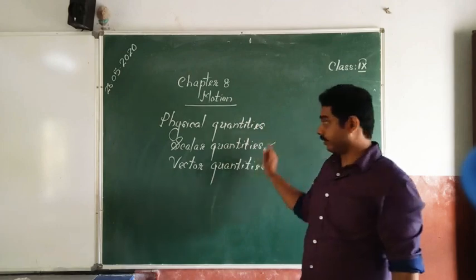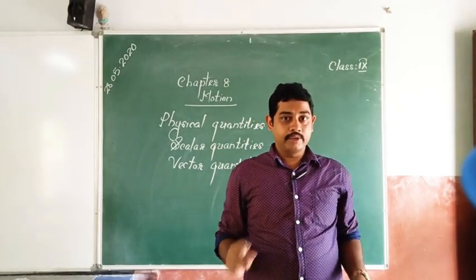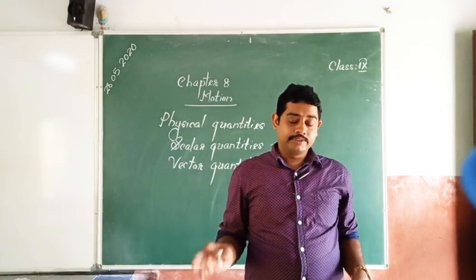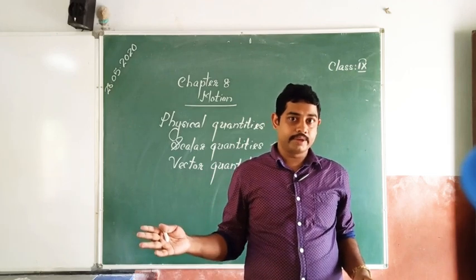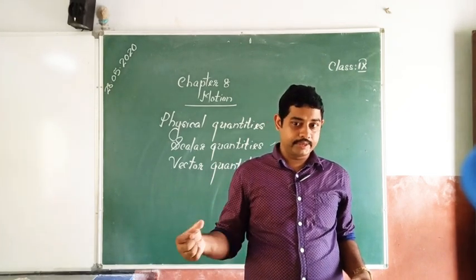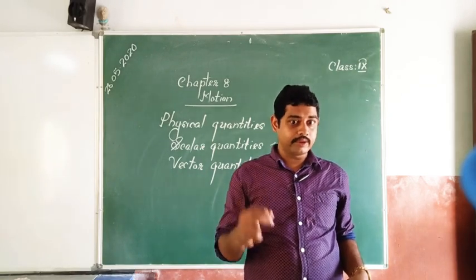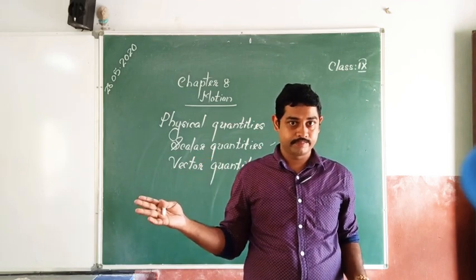What are scalar quantities? Physical quantities having magnitude only are called scalar quantities. We can express distance in kilometers: 1 kilometer, 2 kilometers, 3 kilometers, etc. This 1, 2, 3, this amount is called magnitude. Physical quantities having magnitude only are called scalar quantities.